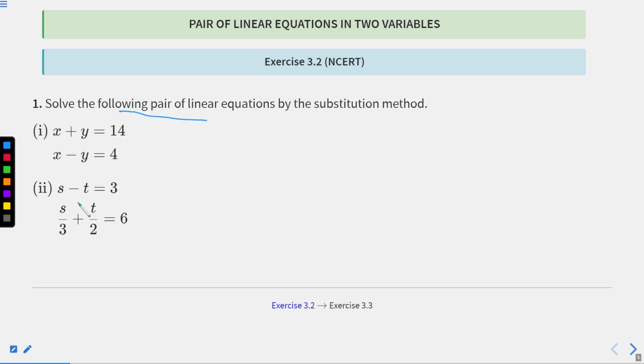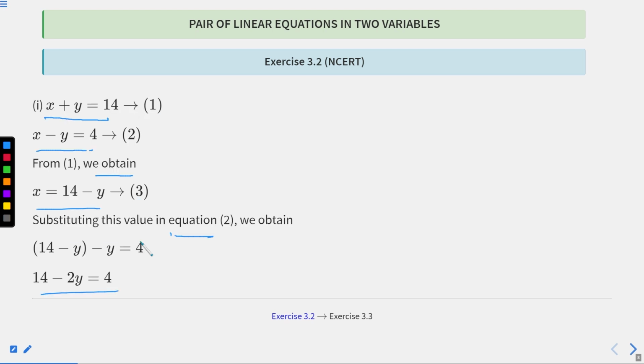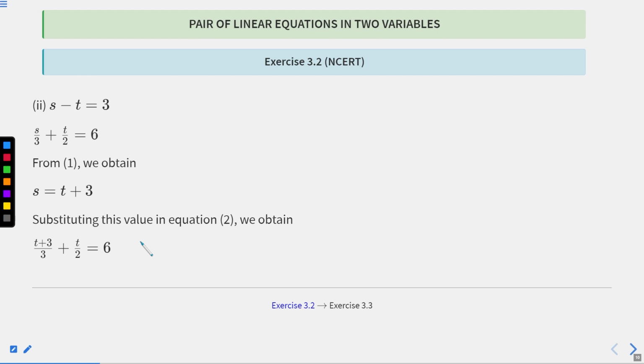Now let us solve the next one. In the next question we are given s minus t equals 3, and s by 3 plus t by 2 equals 6. Let us solve. From equation 1 we obtain s equals t plus 3. Now substituting this value in equation number 2, we obtain (t plus 3) divided by 3 plus t by 2 equals 6.